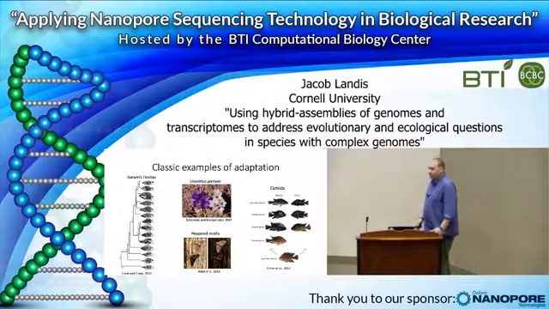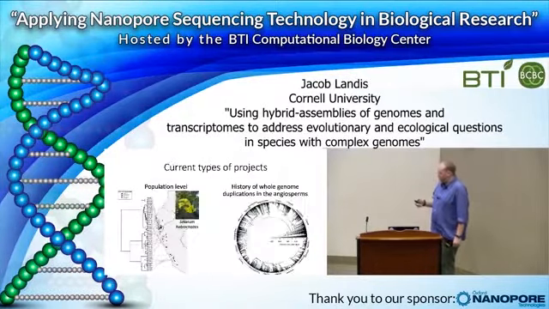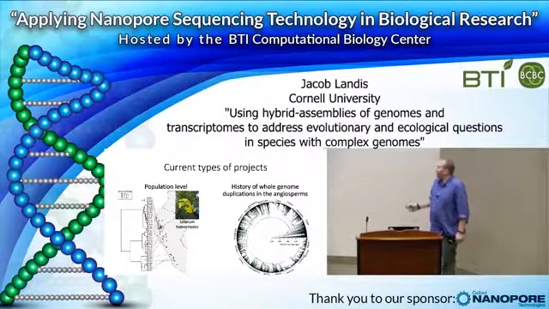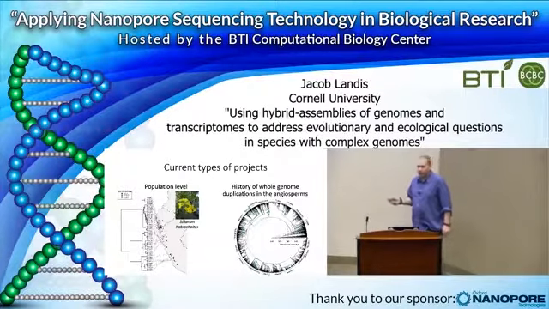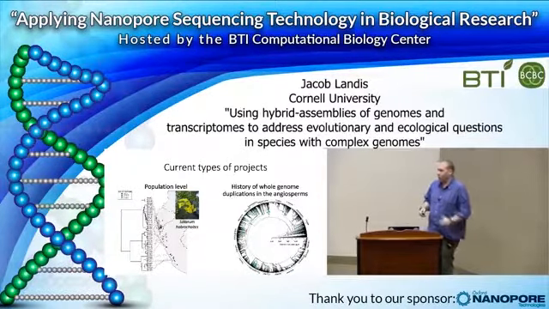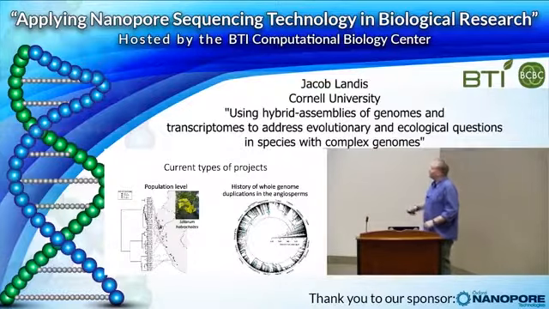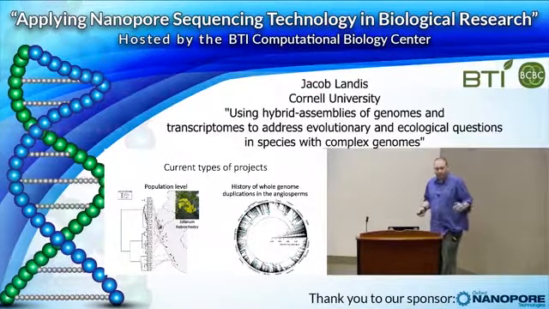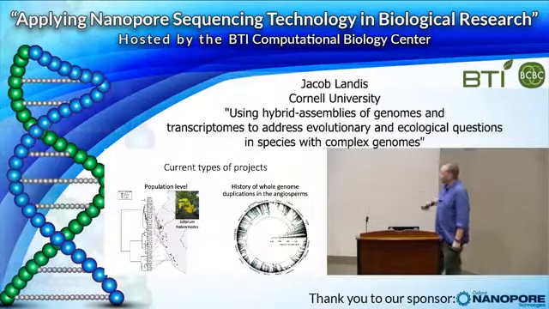Current types of projects do span a wide range. They are at the population level, for example in Solanum habrochaites, looking at levels of heterozygosity and population structure. Two, angiosperm-wide studies, such as whole genome duplication, which Fei talked about just a little bit. So whole genome duplication across the angiosperms.